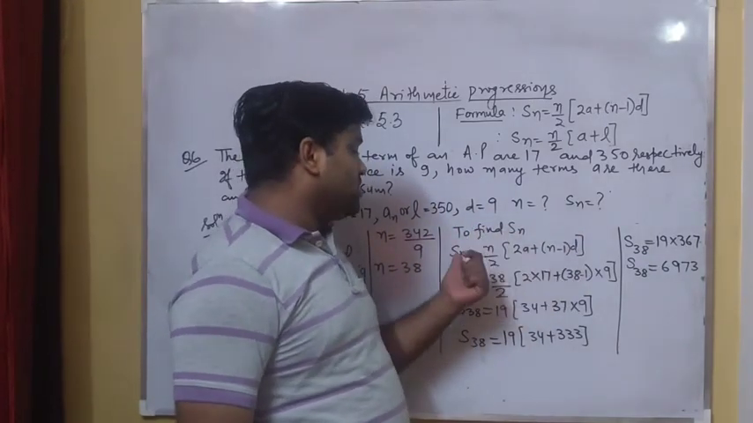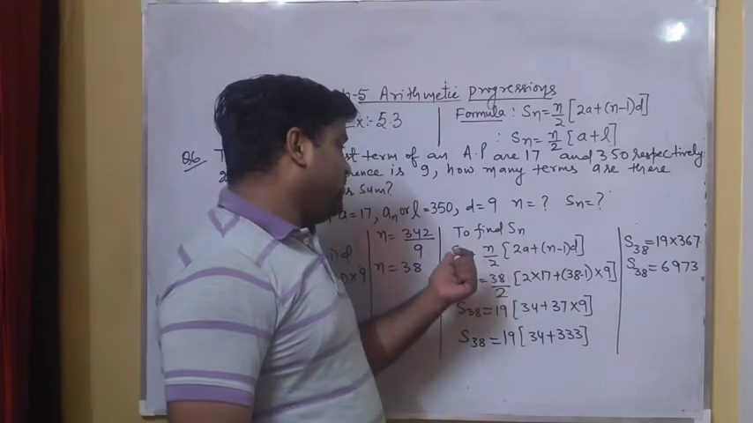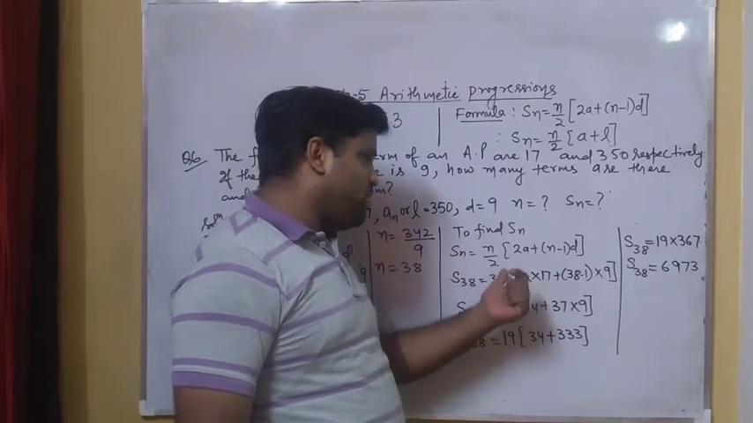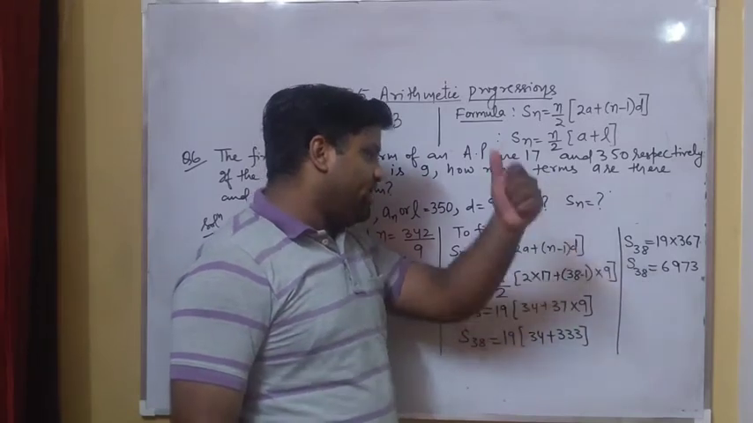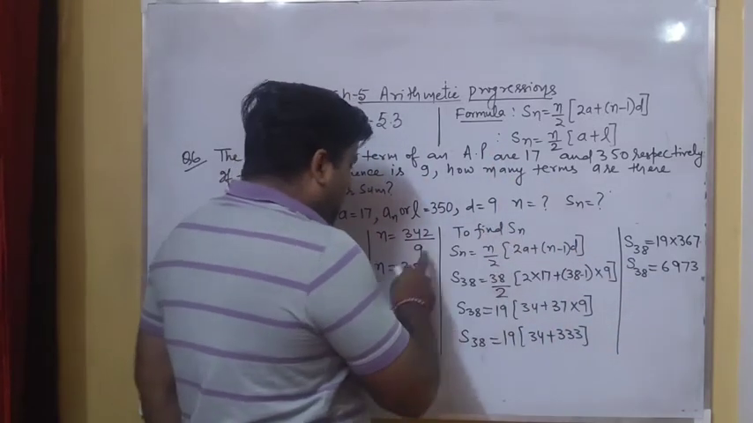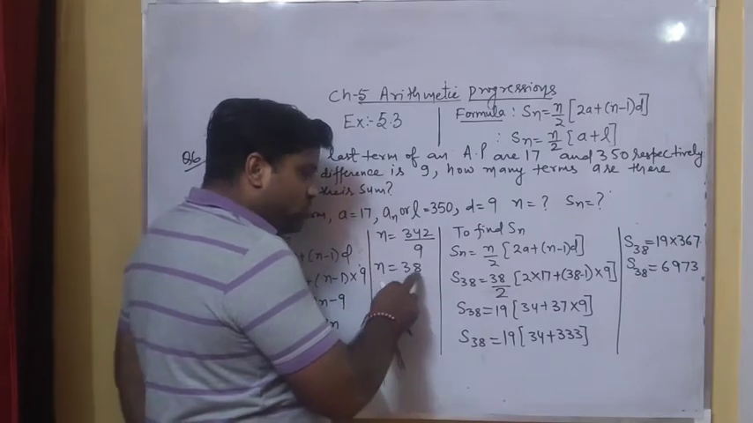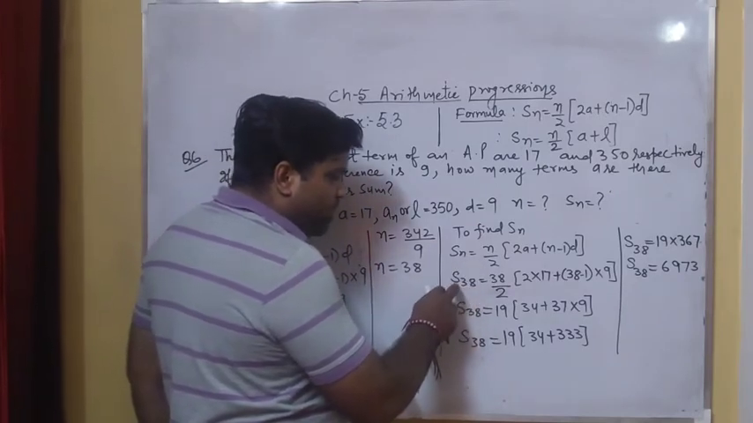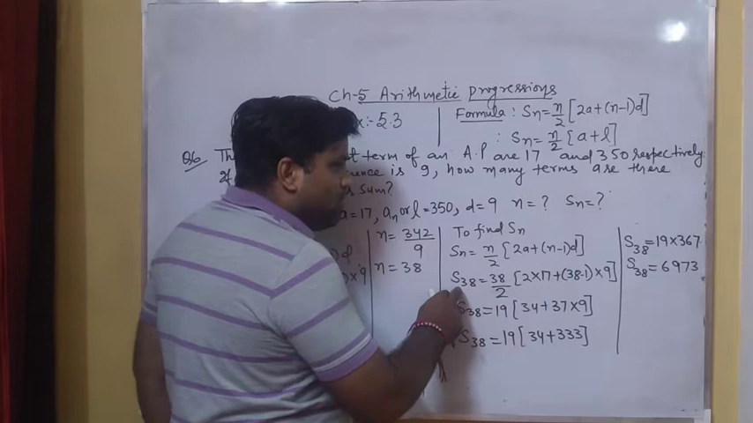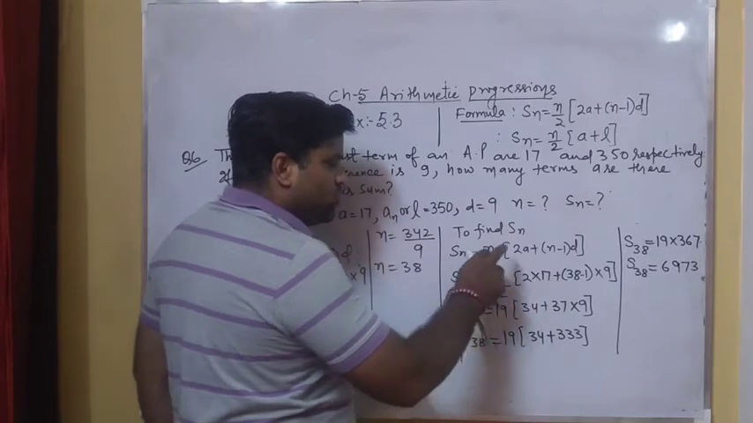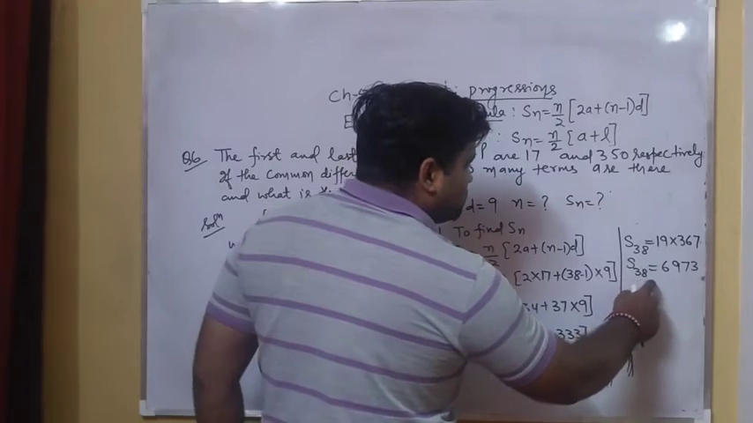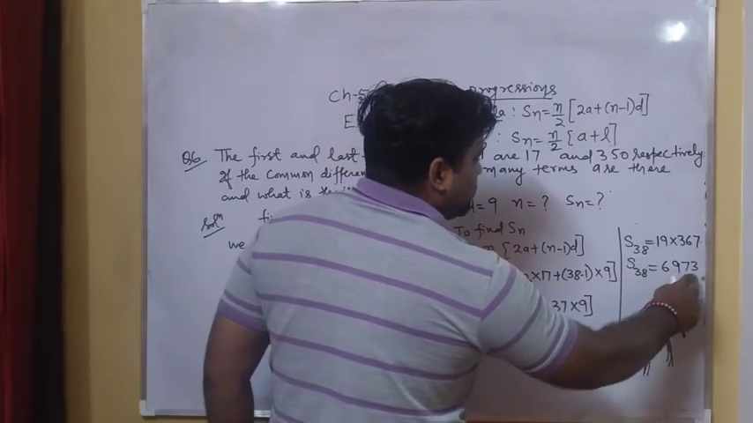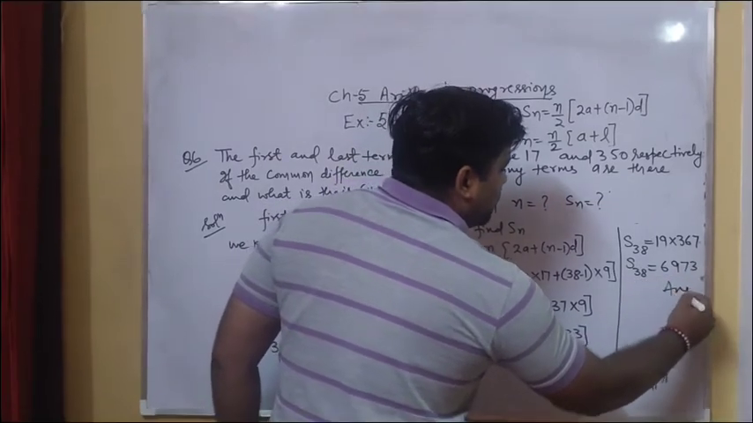We know the formula: the sum of first n terms of an AP is given by n by 2 bracket 2a plus n minus 1 into d. Here we have found the value of n equal to 38. Putting that value, we are finding the sum of first 38 terms. On putting all the values, we get the answer. The sum of first 38 terms is 6973, which is the required answer.